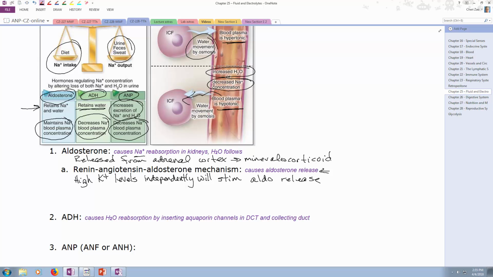One of the things that will stimulate the renin-angiotensin and therefore aldosterone mechanism is a drop in blood pressure, which will cause renin release, plus a drop in osmolarity. Once we release renin, that will stimulate the formation of angiotensin.